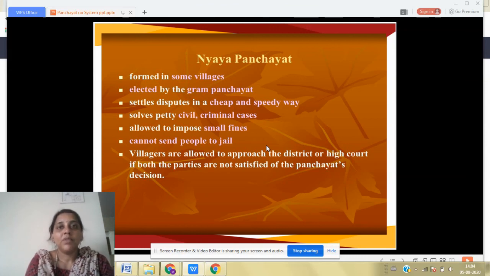Now, we have learnt about Gram Sabha and Gram Panchayat. All together, 5 to 6 villages make a Gram Panchayat. Now, Nyay Panchayat. It is formed in some villages, elected by Gram Panchayat. Not all villages, children. Please underline this. What is the main function of this Nyay Panchayat? It settles disputes in a cheap and speedy way, solves petty civil and criminal cases, and is allowed to impose small fines.